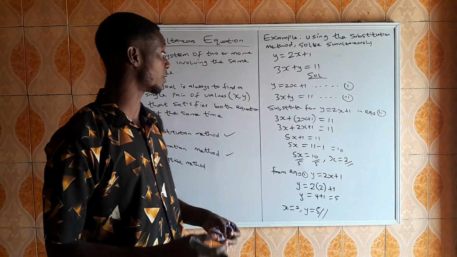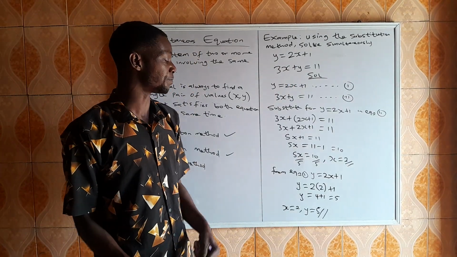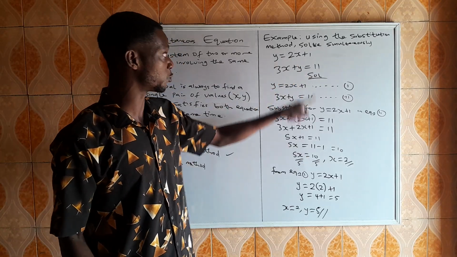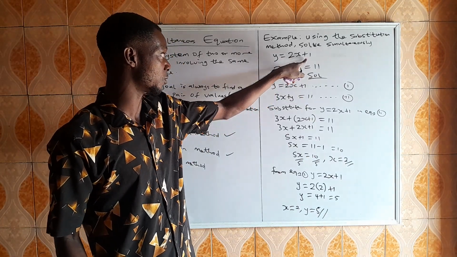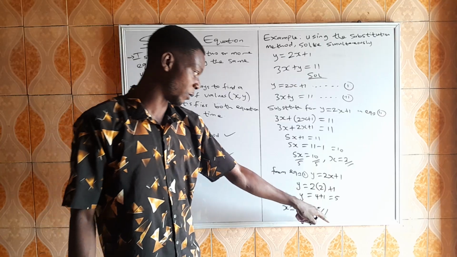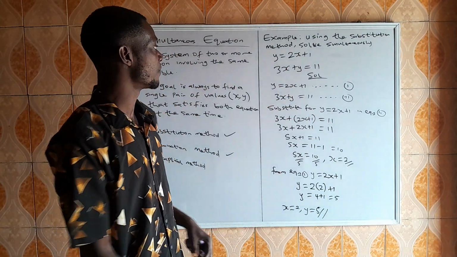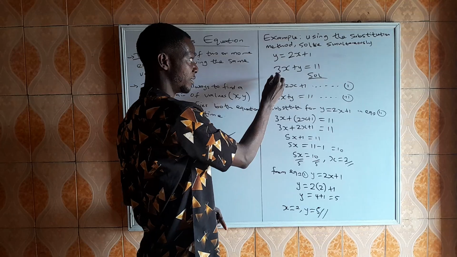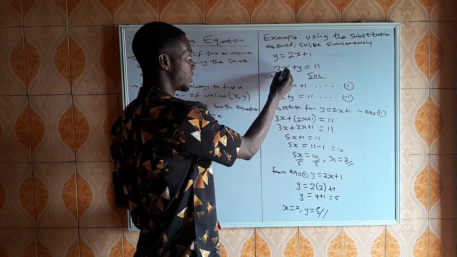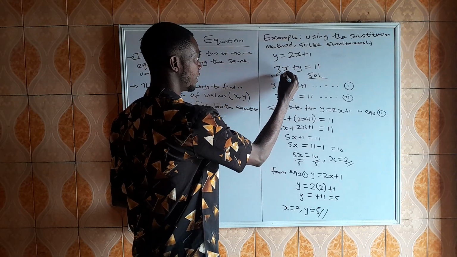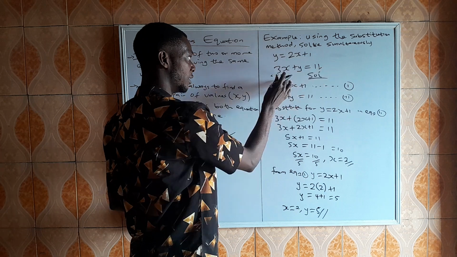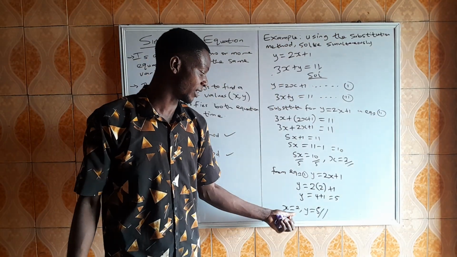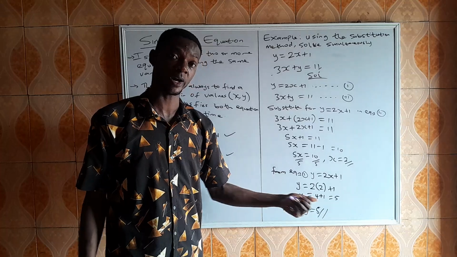You can test it, you can confirm. If you come back to your equation 1, if you put x to be 2 here, that will be 4 plus 1, and y becomes 5. And when you come back to equation 2, if you put x to be 2, 3 multiplied by 2 will give you 6, plus y which is 5. So 6 plus 5 will give you 11. So the two values that satisfy these two equations are x equals 2 and y equals 5.